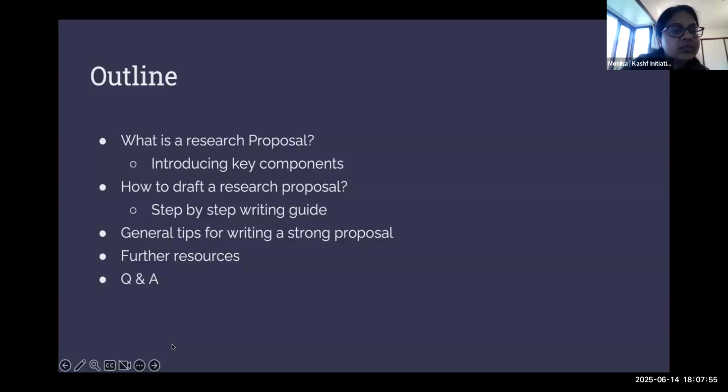So first we'll discuss what is a research proposal, introducing the key components of a research proposal, how to draft a research proposal, which would basically give you a step-by-step guide to writing a research proposal, then general tips for writing a strong proposal, and the further resources that you can take help from in writing a proposal. This will be followed by, as I said, Q&A.